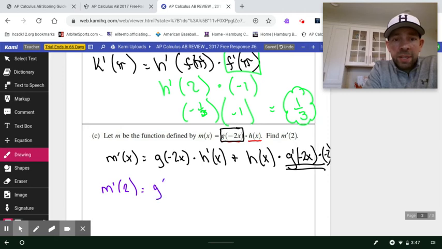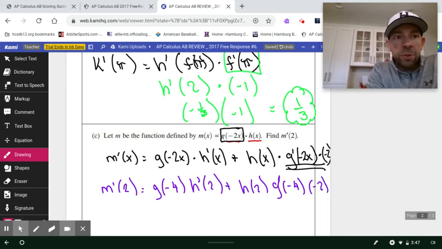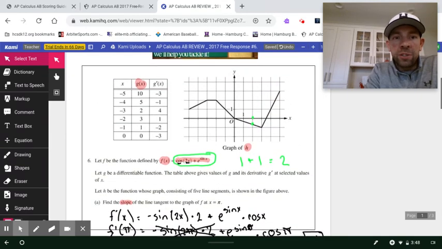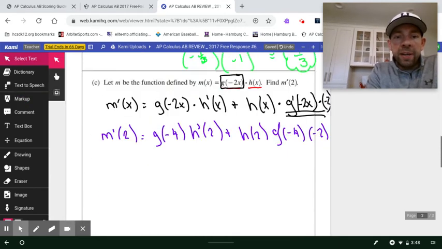And let's see, that's going to make g of negative 4 multiplied by h prime of 2. We've got to do h of 2. And then we've got to do g prime of negative 4 multiplied by negative 2. So who do we already know? I think we're going to have to scoot up to that table to get g of negative 4. We're doing a lot of scooting here. And I think that's going to be 5.